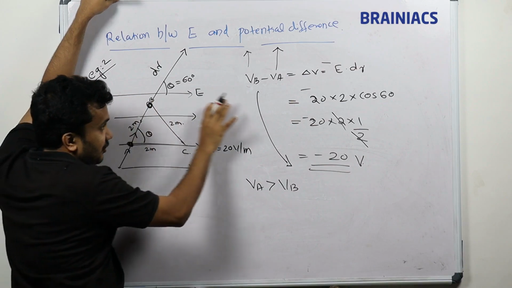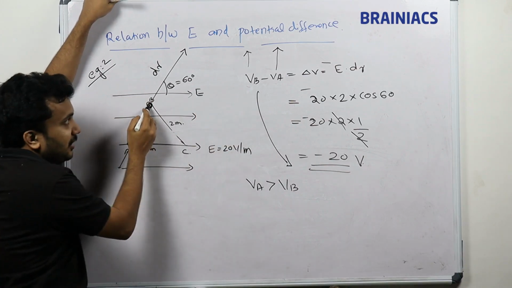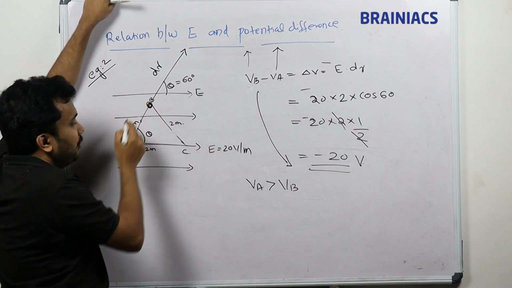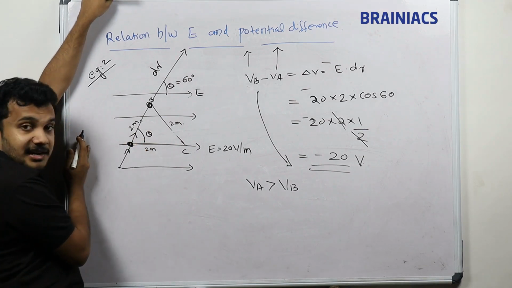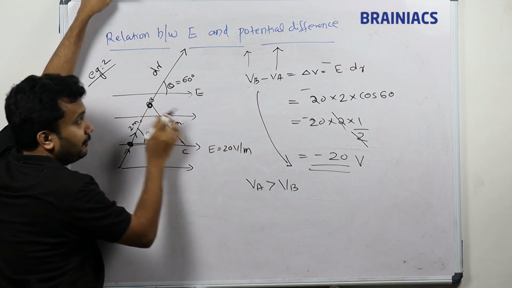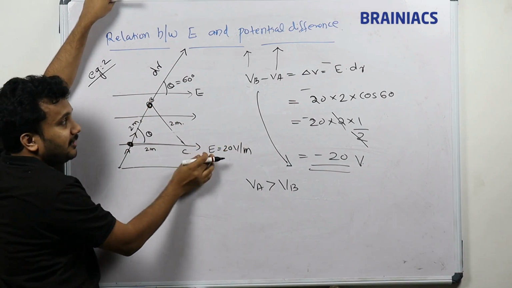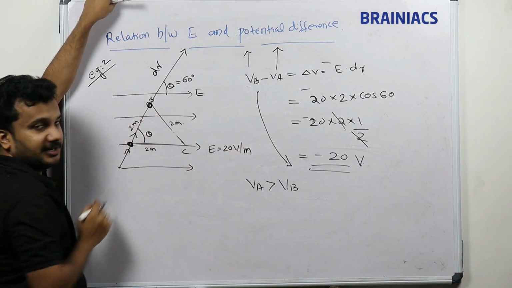So this is the direction of electric field. Potential here will be less, potential here will be more. This is behind E, and this is much more forward along the direction of electric field. So along the direction of electric field, the potential is higher.